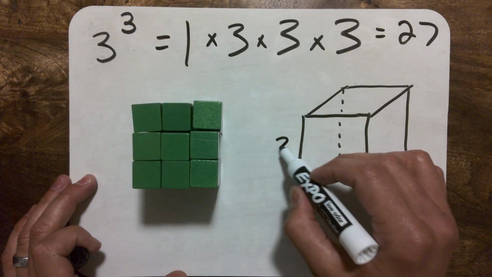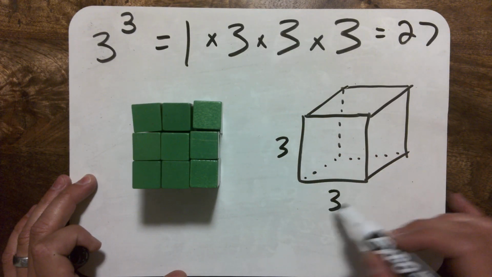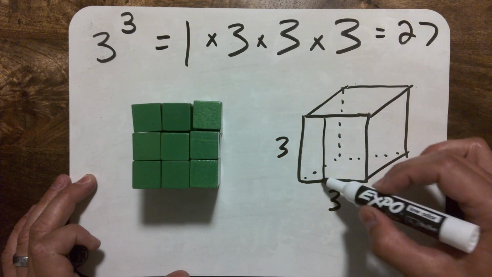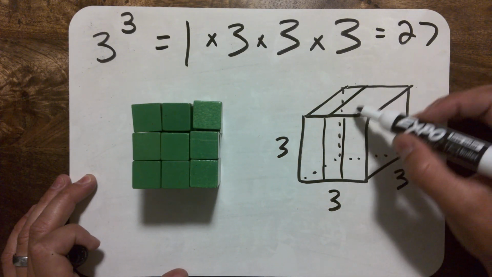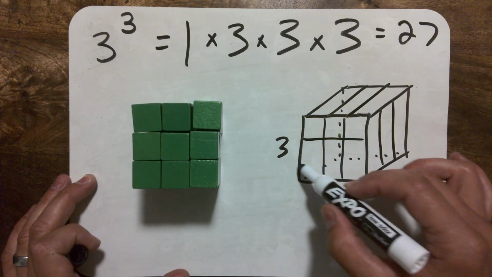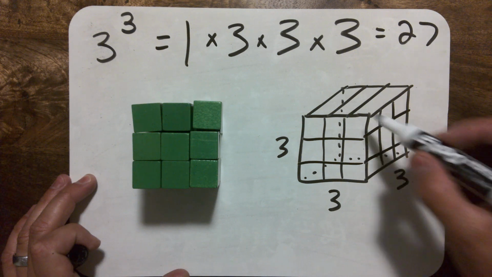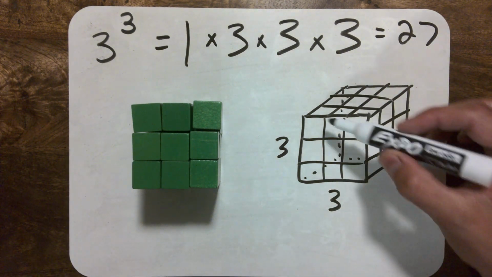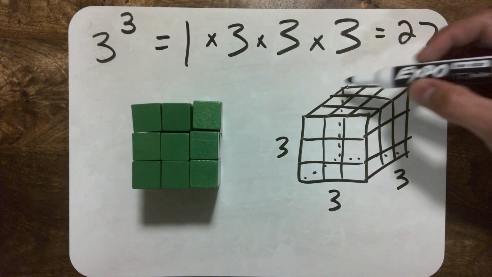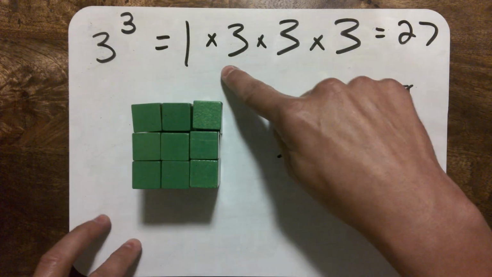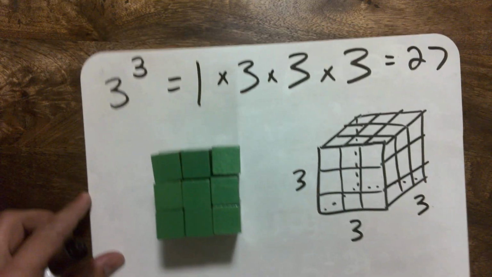Okay, so then we have a height of 3, width of 3, and then a depth of 3. And if we want, we can draw in some of these break lines here. Right, so we have a layer of 9 there, another layer of 9, and another layer of 9. Okay, so that's our example, concrete. And then obviously this is our abstract, that expanded form for 3 cubed.